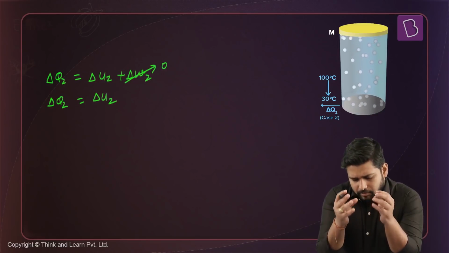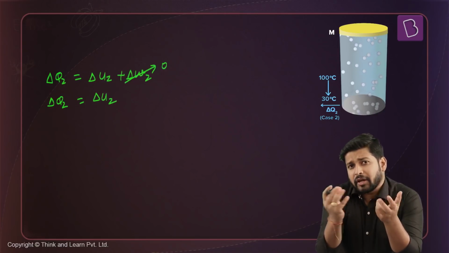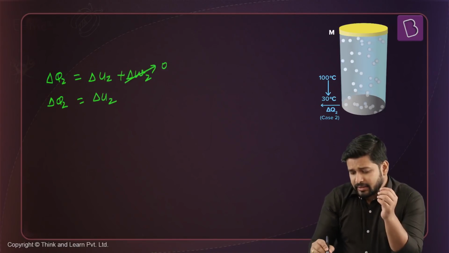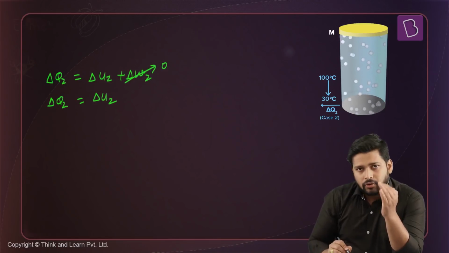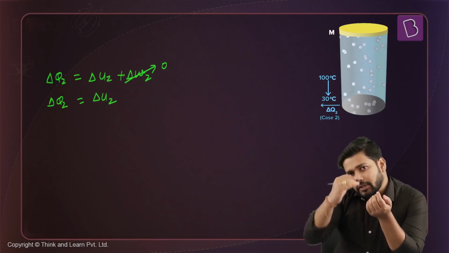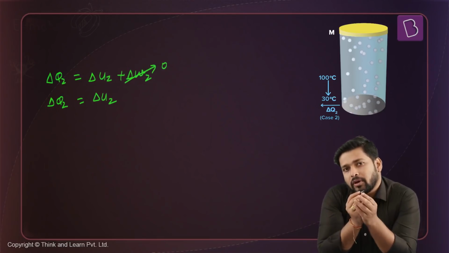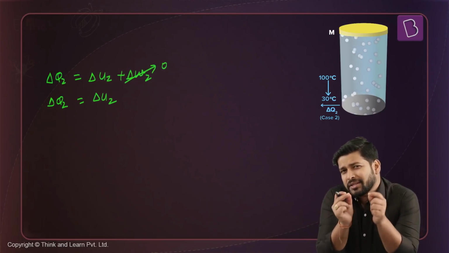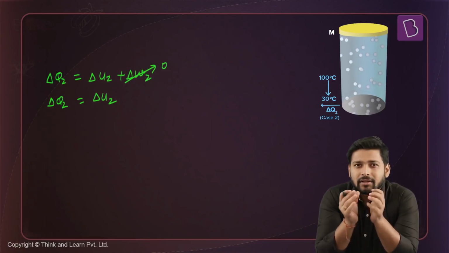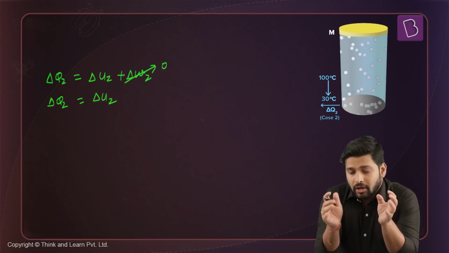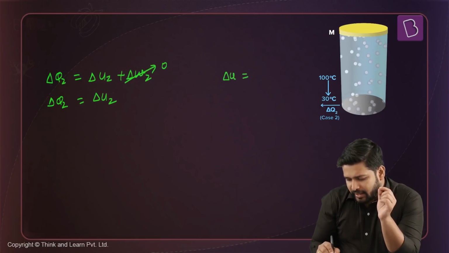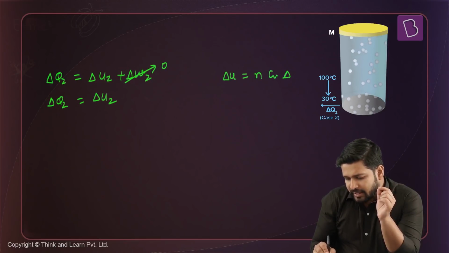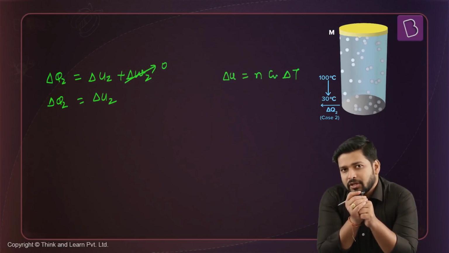But one interesting thing we can note from here is that the gas is being cooled from 100 degrees Celsius back to 30 degrees Celsius. So the gas is brought back to its initial condition. The interesting thing about internal energy is that it only depends upon temperature. If I write the expression for delta U, I can write it as nCv delta T. So it only depends upon the temperature difference.